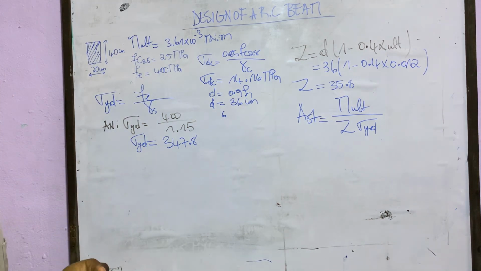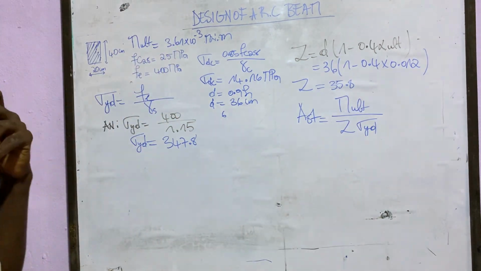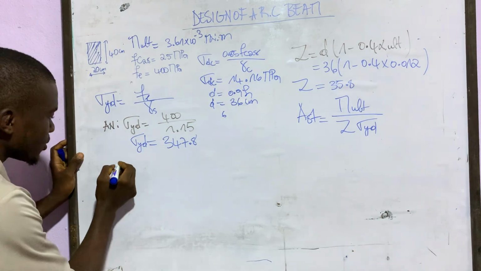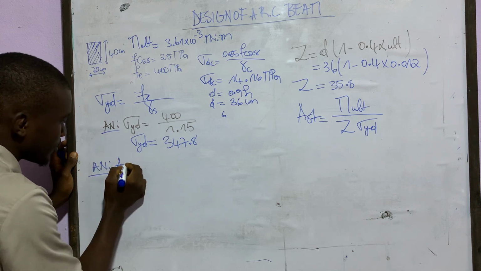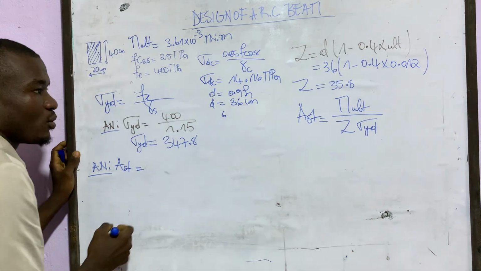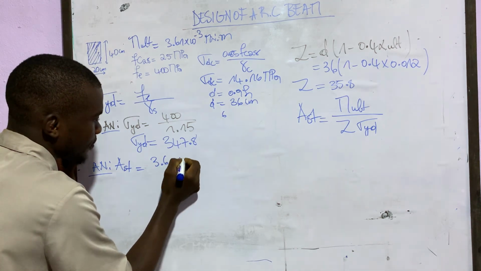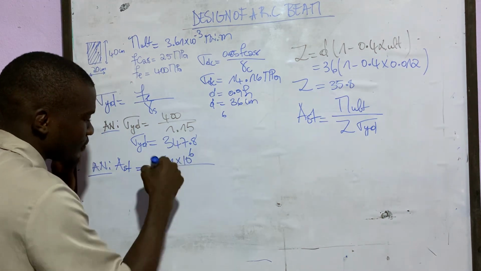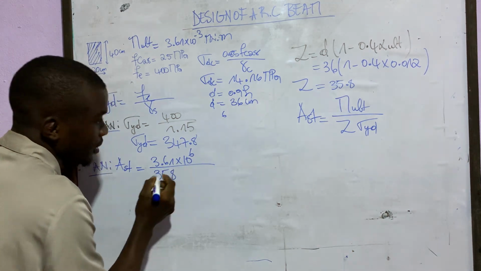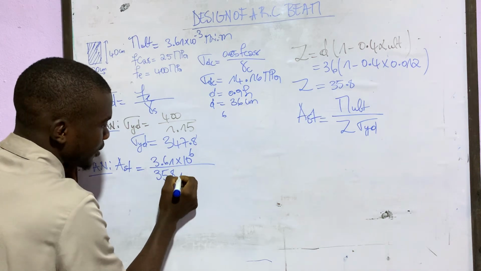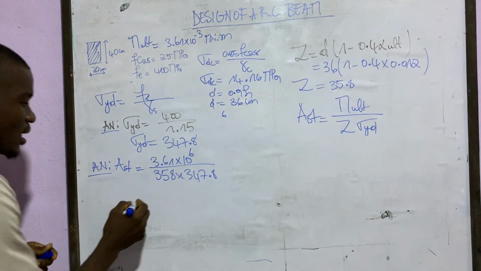Now we have the design strength of our steel, we have Z, we have also our M ultimate. So what else? We just have to calculate our AST. AST here will be equal to M ultimate, 3.61 times 10 to the power 6, which we have converted in millimeter as in the previous case, divided by 358, converted also in millimeter, times 347.8, the design strength of steel.